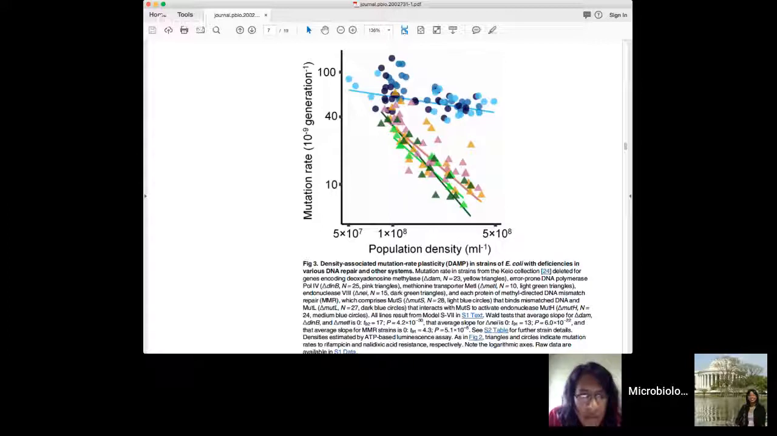So now that that slope is approaching 0 in your MMR mutants, they're suggesting, we think that that means that this particular repair mechanism is tied to the production of this phenotype. So this density-associated mutation rate plasticity seems to be related to having a functional methyl-directed mismatch repair system. Does that sound right? That was the interpretation that I got from that figure, and from their comparison of ways that DNA can get messed up that they tested for by their deletion mutations.